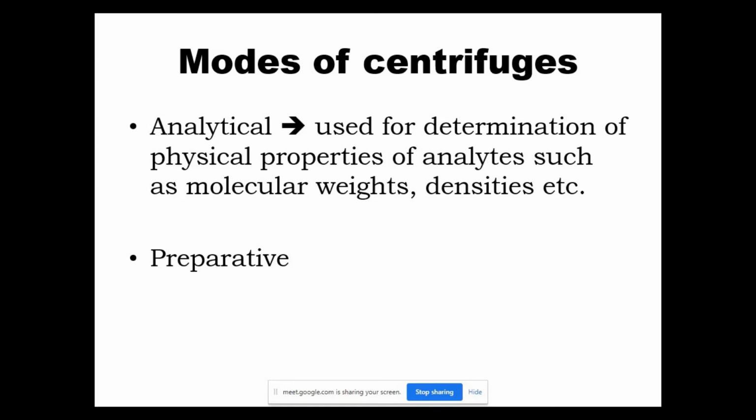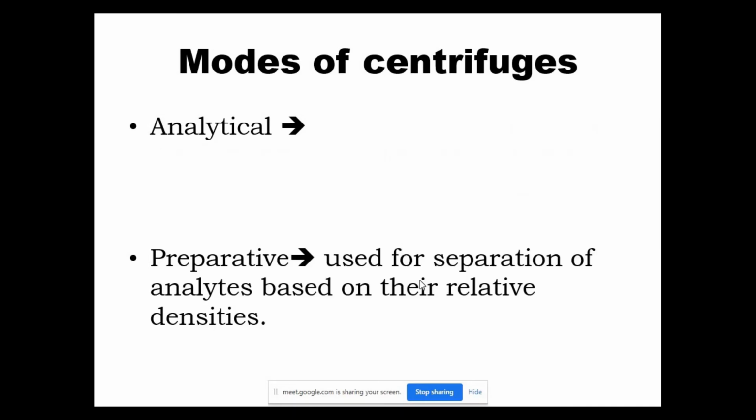This is mainly done by the people of the basic science. For veterinary science or applied science, it is not used generally. Now, the preparative one, this is commonly used. It is used for separation of the analytes based on their relative densities. You have a mixture of the sample where you have different molecules having different densities. Then you do the centrifugation. Based on their relative densities, these molecules will separate.